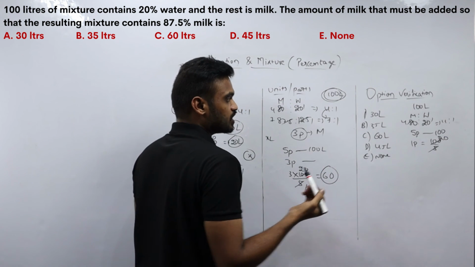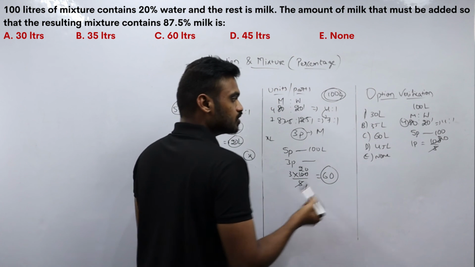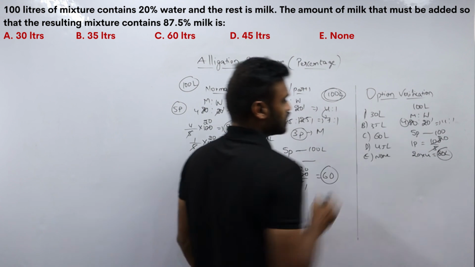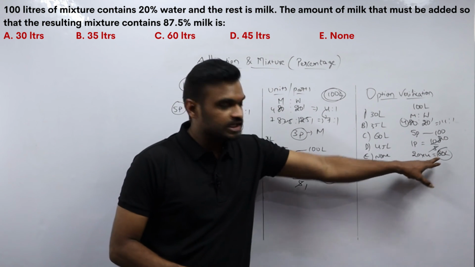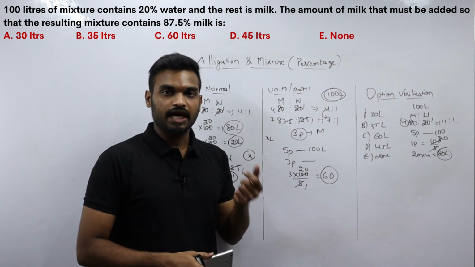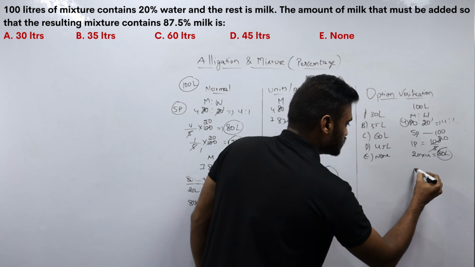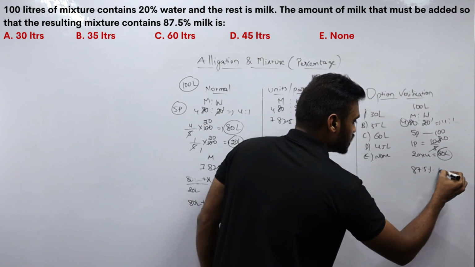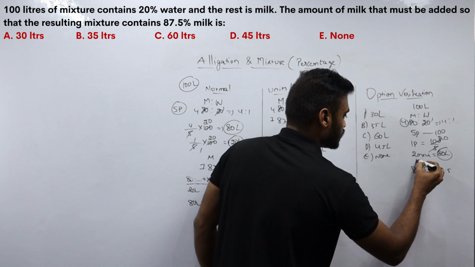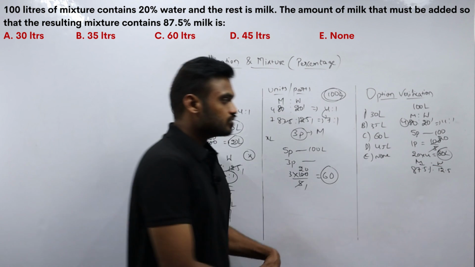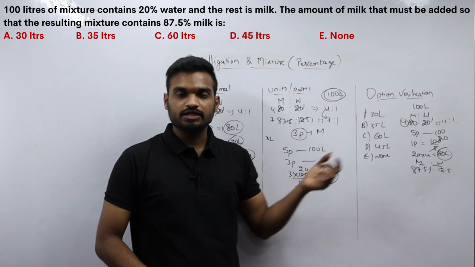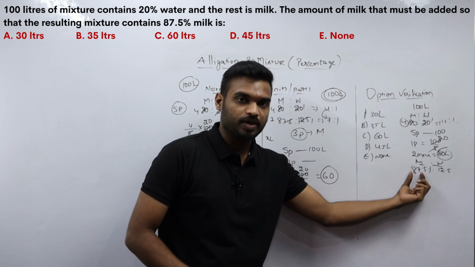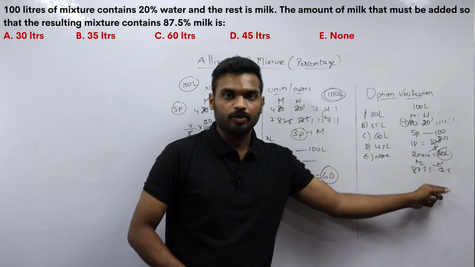So what is the quantity of milk? That is only 4 parts. So 20 into 4, that is 80 liters of milk in the 100 liters. Now to this 80 liters, if I add some liters of milk, I will get the new mixture in which there is 87.5% of milk and the remaining 12.5% of water. So in the final quantity the percentage of milk is 87.5% and the percentage of water will be 12.5%.